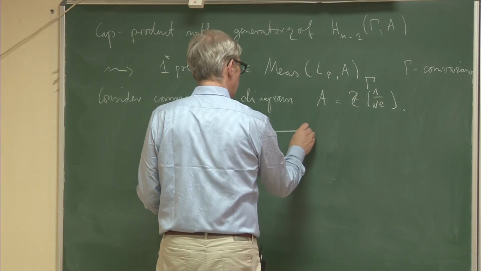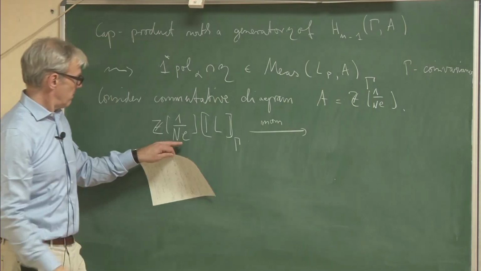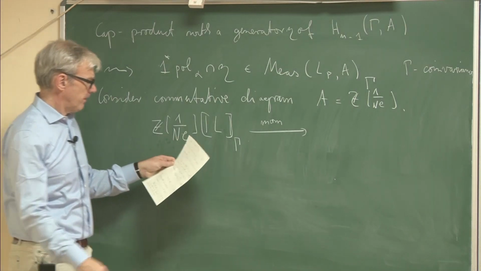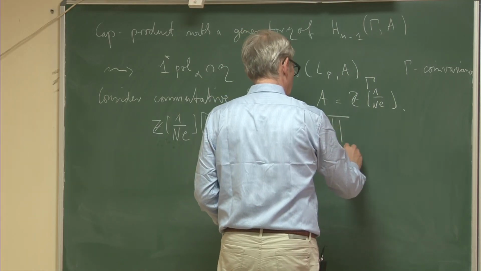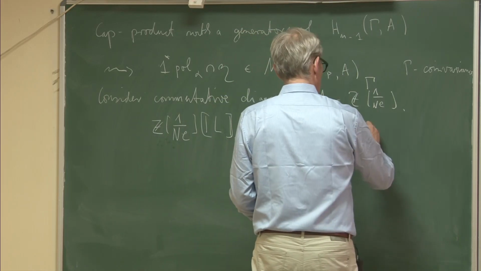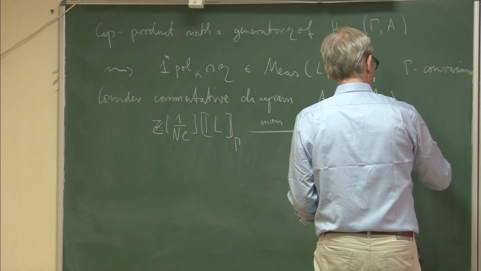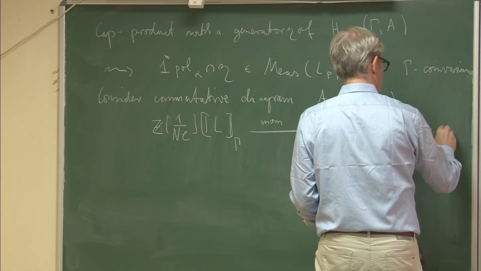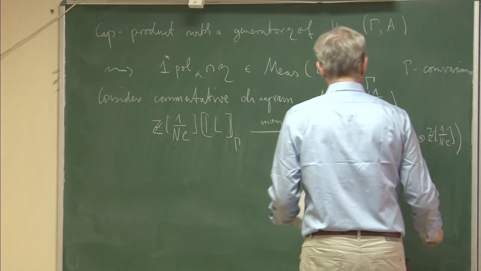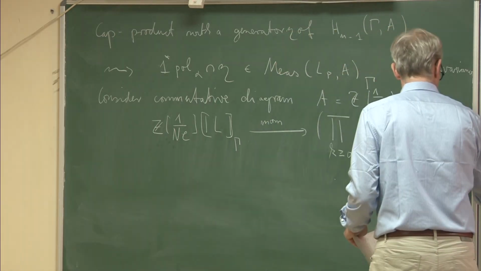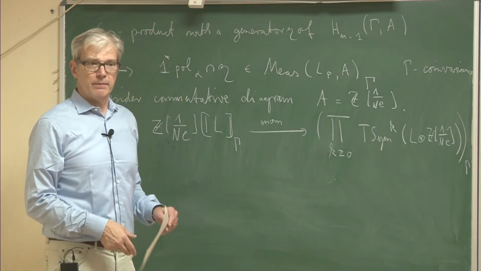we had the moment map. This existed also for any ring. So this goes to this. This just records the moments of this measure. Sym^k L tensor Z 1 over norm C. And here you have to take also gamma co-invariants. They don't matter so much.